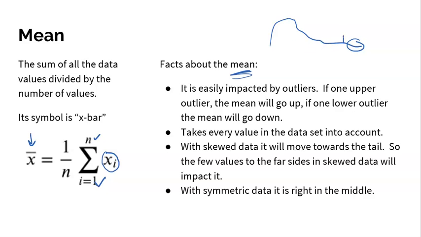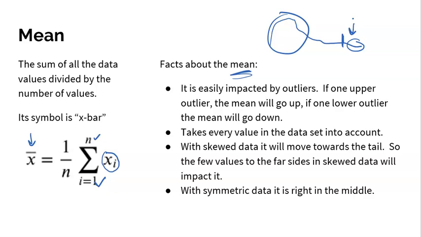Now, it's not going to come flying way over here, but it is going to move up a little bit. There are lots of values down here that are also going to impact the mean, but these values up here, even though there's a few of them, will impact the mean as well. So when you're skewed right, the mean will tend to move a little bit to the right. When you're skewed left, the mean will move a little bit to the left.